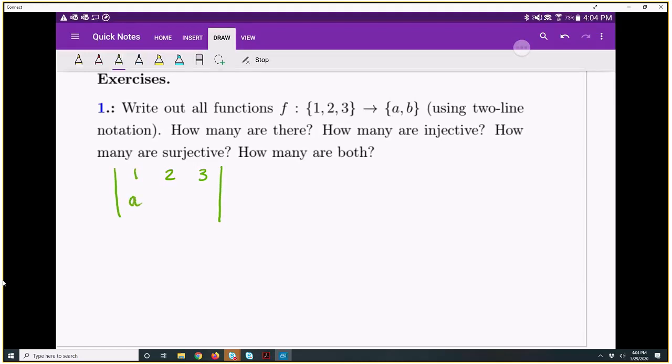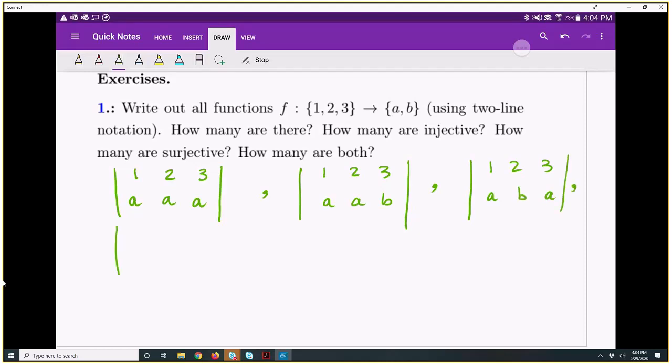And I could have a function, a perfectly valid function, that sends all of them to A. Or I could have a function that sends 2 of them to A and 1 of them to B. And it seems like that could happen in 3 different ways, because I can have 1 goes to A, 2 goes to A, and 3 goes to B. Or I could have 1 goes to A, 3 goes to A, and 2 goes to B. Or I could have 2 goes to A, 3 goes to A, and 1 goes to B.